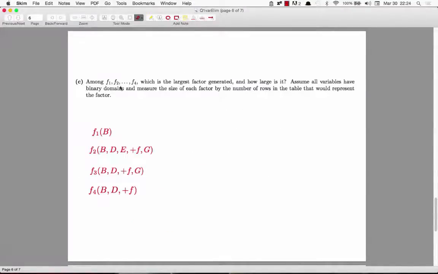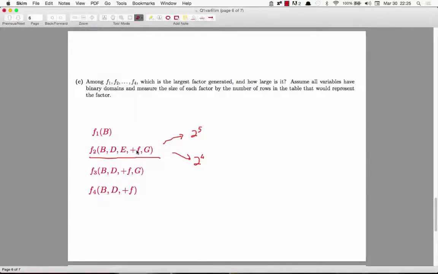The next part asks us to look at all the intermediate factors which were generated and examine the largest of them. So I'm just listing down the factors that we generated in the intermediate steps, and F2 clearly seems to be the largest factor. And now the question is, what is the size of F2, assuming all variables have binary domains? So F2 seems to have 5 terms, and one of which is a constant. And if all of the variables have binary domains, there can be two answers which you might be thinking about. One would be 2 to the power 5, and the other one would be 2 to the power 4.